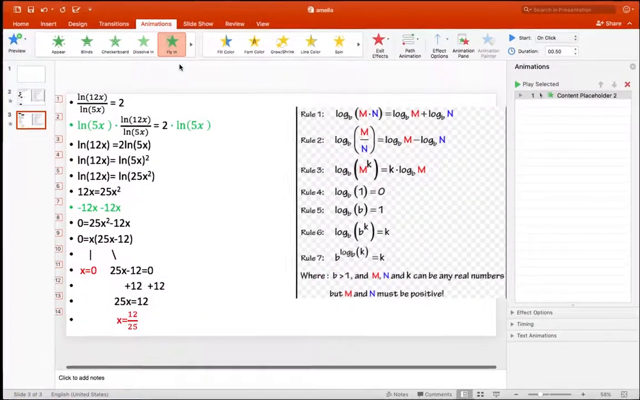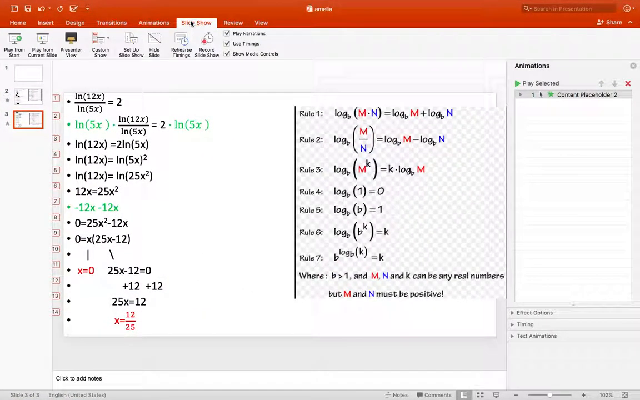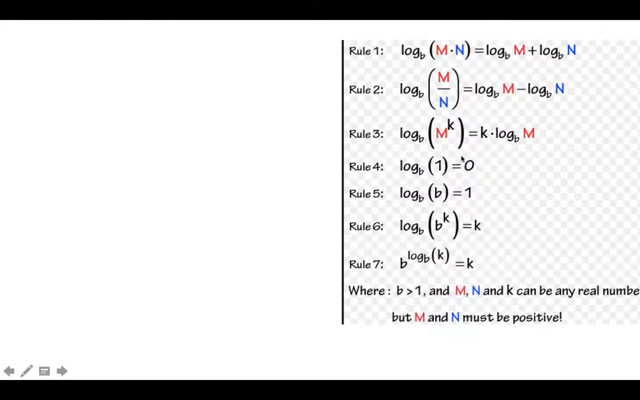All right, let's go on to this problem. I believe number 21. Here I have my log rules just to remind myself what we're dealing with. Okay, so we've got the natural log of 12x, all divided by the natural log of 5x, equals 2.